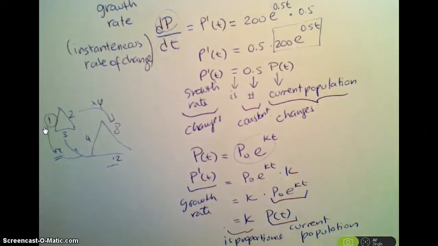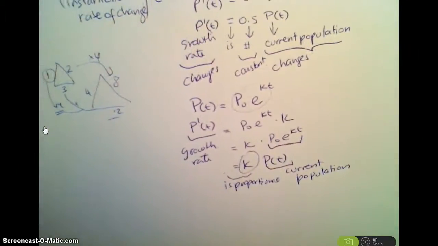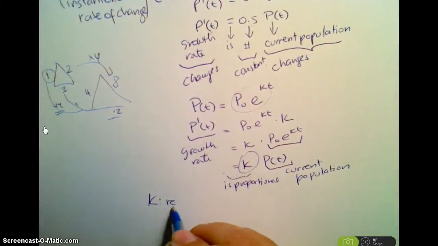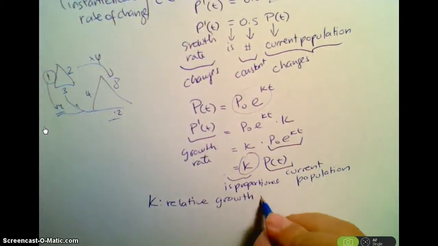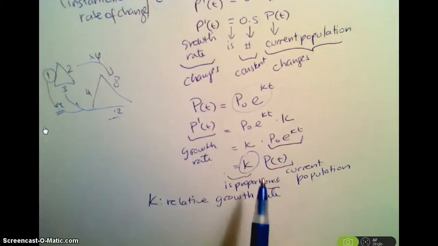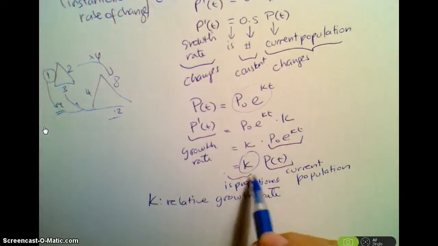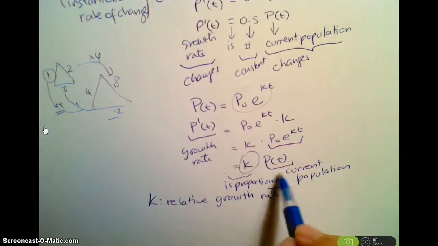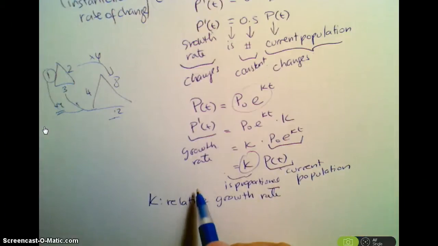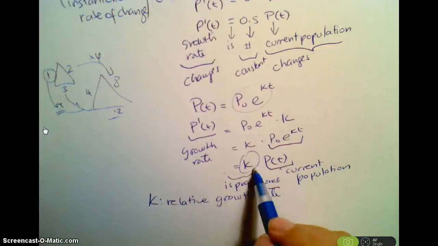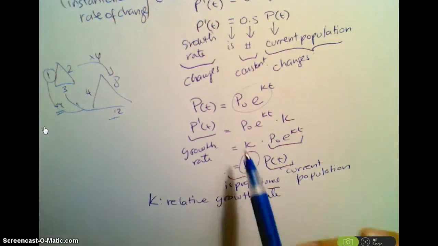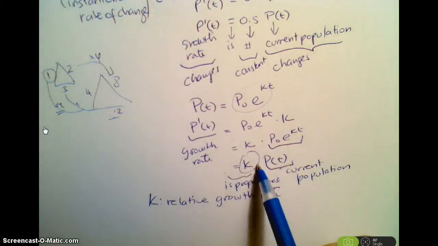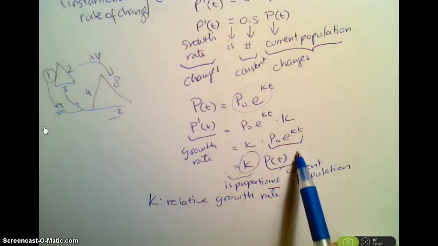Okay, so the name of this k is going to be relative growth rate, and it's relative because it's the one that gets multiplied by the current population to give you the growth rate. So growth rate is relative growth rate times the current population. Okay, so let's say it again. Growth rate is relative growth rate times the current population.